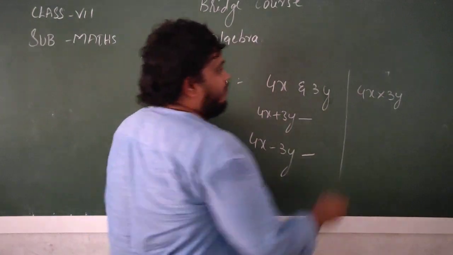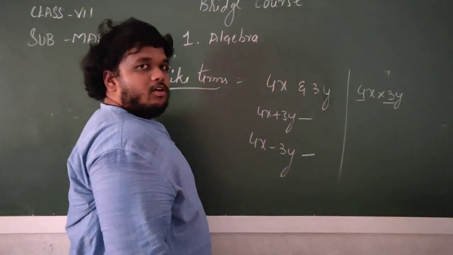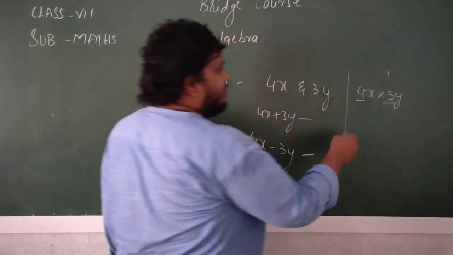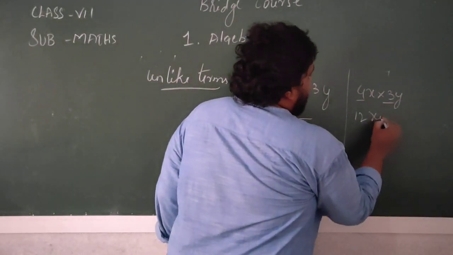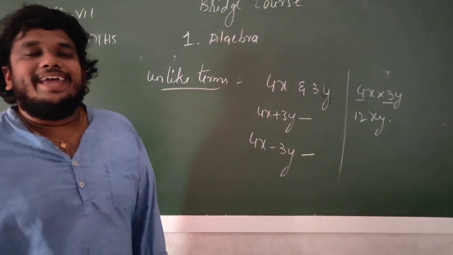what you have to do is multiply the constant coefficients. You have to multiply the numbers here. So 4 threes are 12. And x into y will be xy.